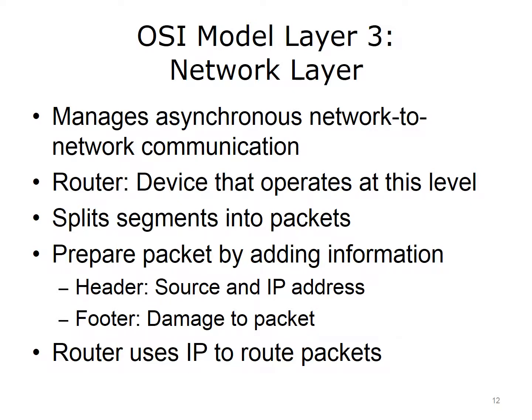The Internet Protocol, or IP, operates at this layer. Routers use IP addressing to route packets to their final destination. TCP does not operate at this level. It becomes operable in Layer 4, the transport layer. Finally, at the network layer of the OSI model, the communication is a packet.